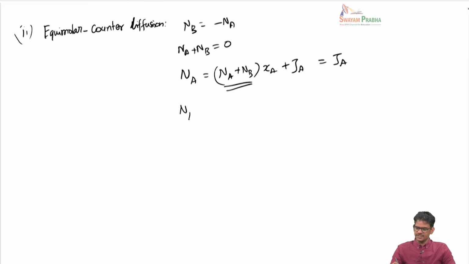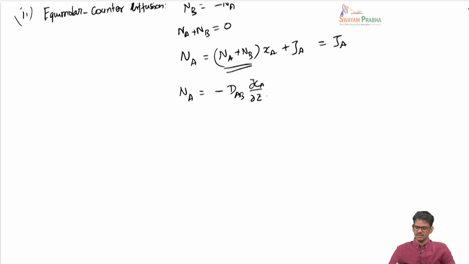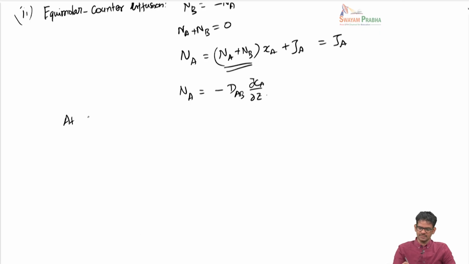So we have Na is equal to minus DAB dCa by dZ. So at steady state, we can integrate this equation and we will get Na is equal to DAB by Z times Ca1 minus Ca2.